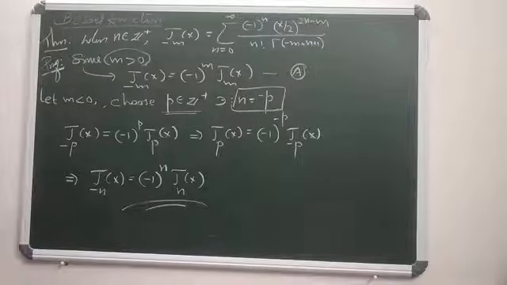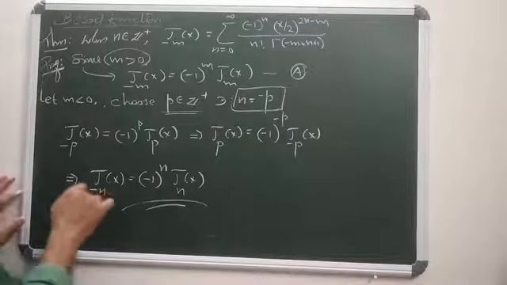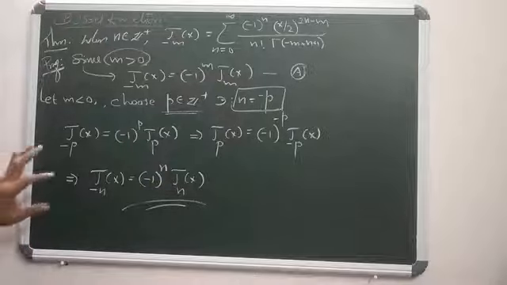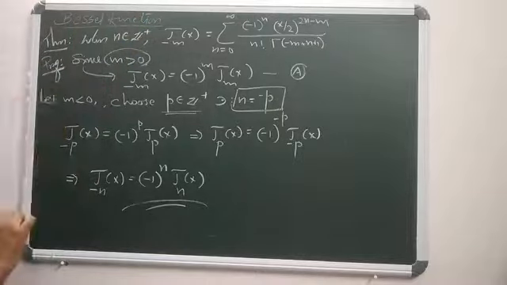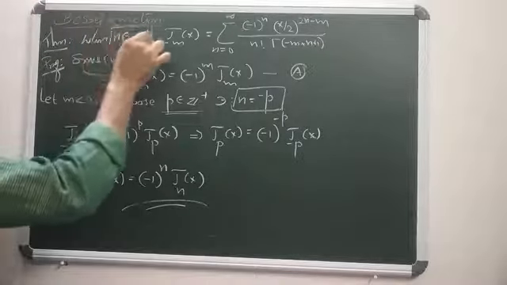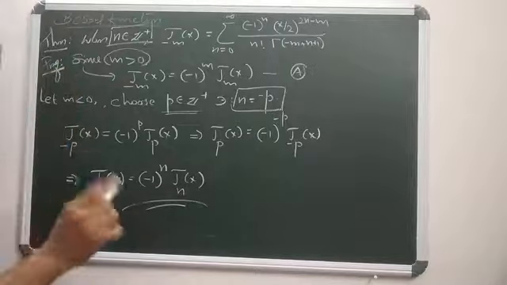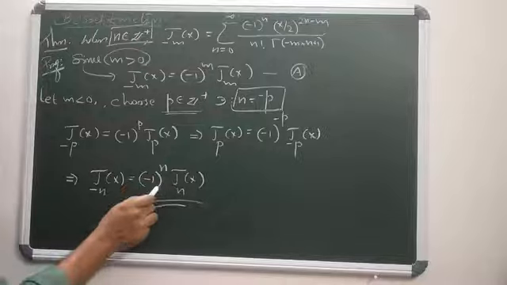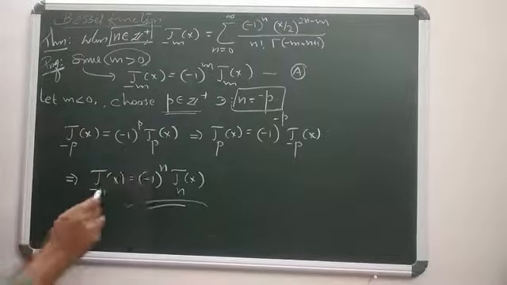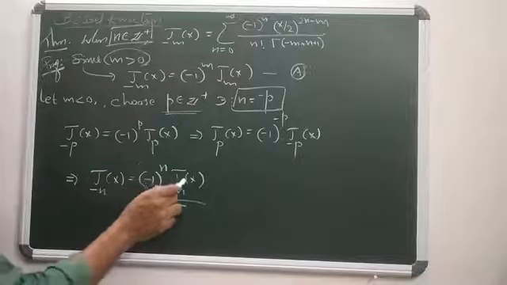So when m is positive, we see J_{-m}(x) is (-1)^m J_m(x). And when n is negative also, J_{-n}(x) is (-1)^n J_n(x). So this is the important result. When n is a positive integer, J_n(x) and J_{-n}(x) are related in this way, meaning one is a constant multiple of the other.